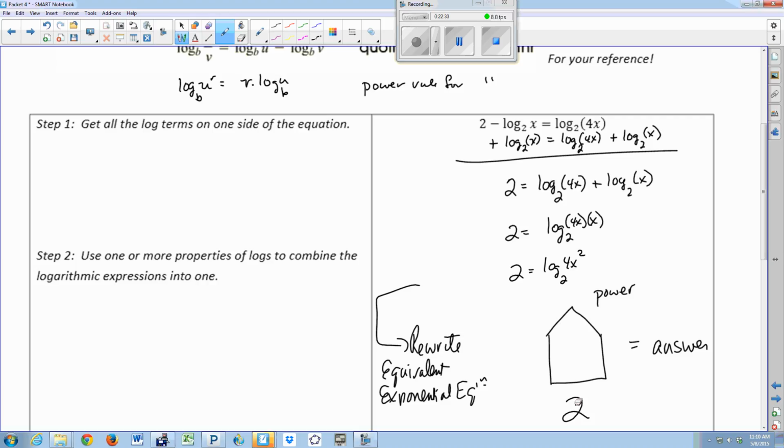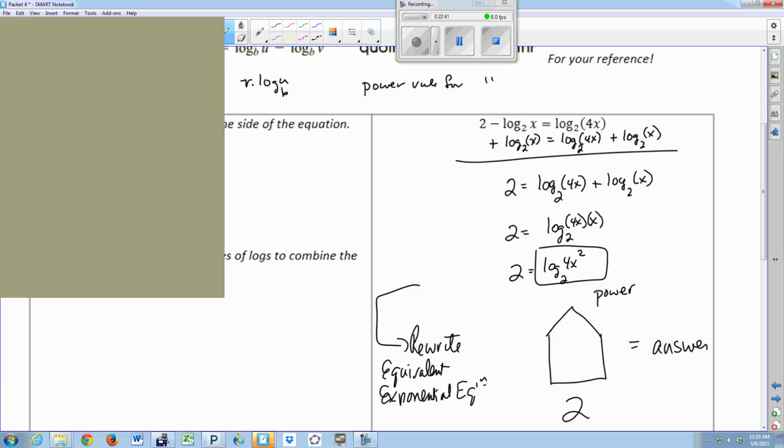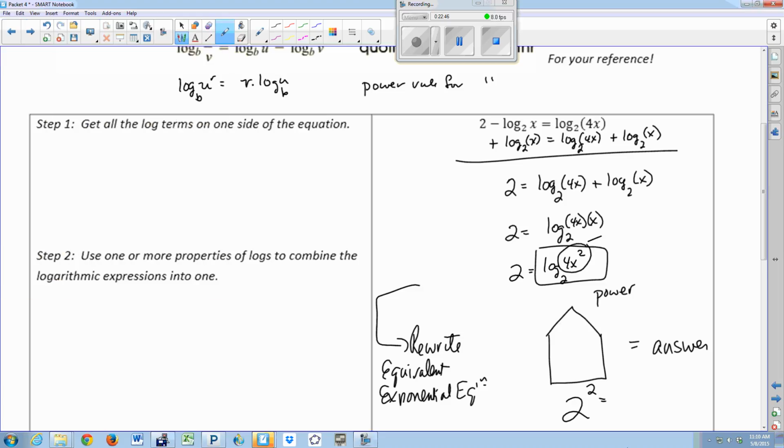My power is the log. Here's my log. What is my log equal to? 2. So 2 to the 2. And my answer here, the answer to my exponential equation, is the input from my log equation, 4x squared.